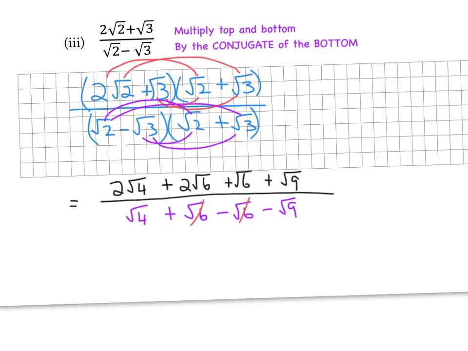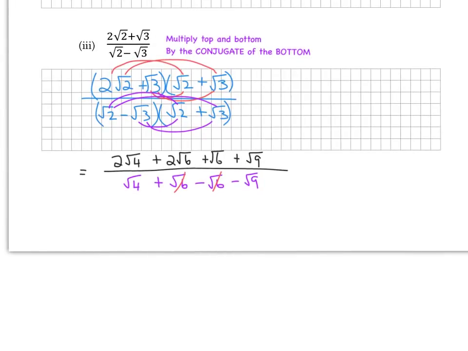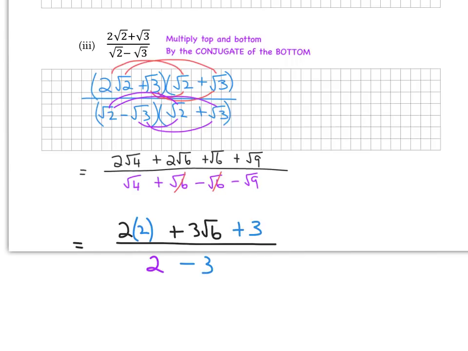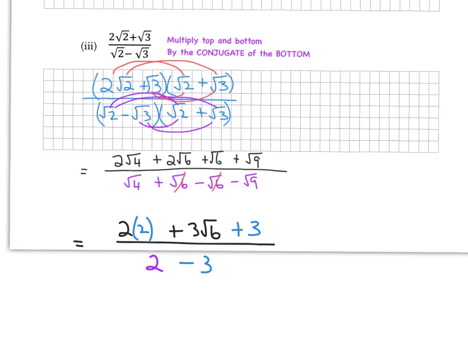And now I just need to tidy up a little bit here. So up on top, I have my 2 root 4, well that's 2, and square root of 4 I know is 2, plus 2 root 6 plus root 6 is plus 3 root 6, I can't do anything else with that, plus the square root of 9 is plus 3. And down on the bottom I have the square root of 4 is 2, and the square root of 9 is 3. And so very close to finishing now.